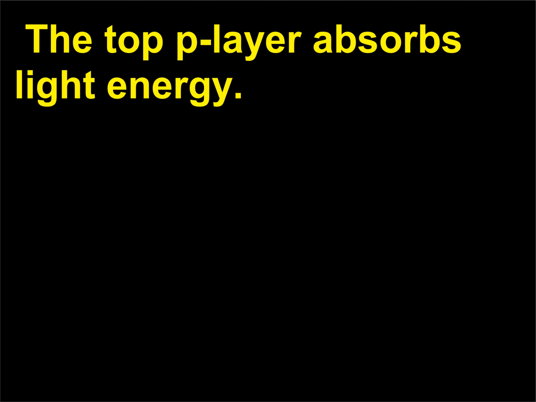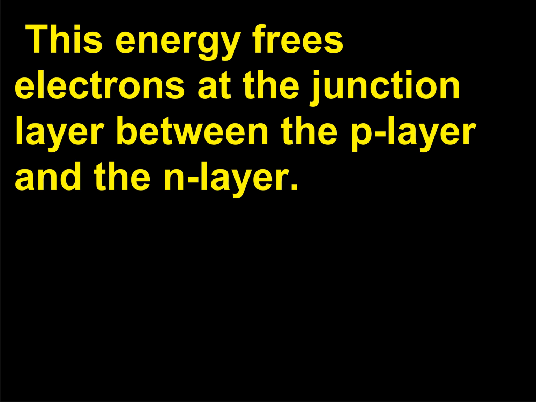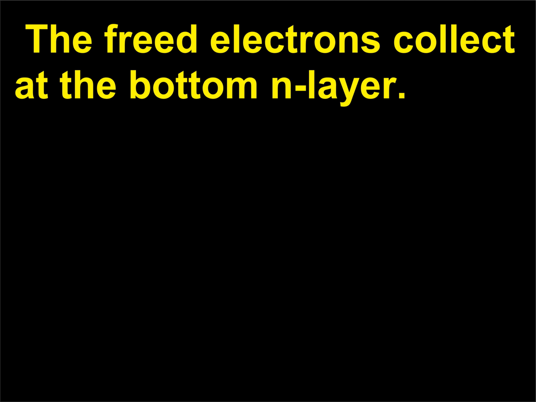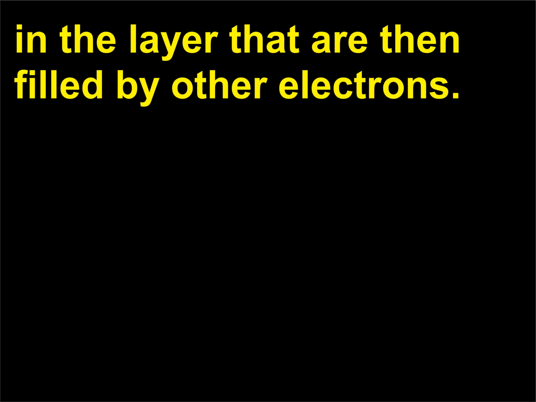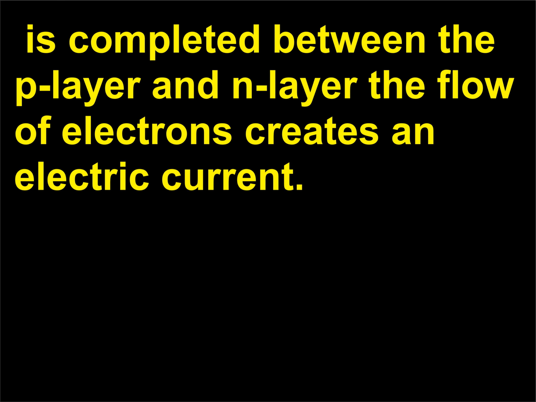The top P layer absorbs light energy. This energy frees electrons at the junction layer between the P layer and the N layer. The freed electrons collect at the bottom N layer. The loss of electrons from the top layer produces holes in the layer that are then filled by other electrons. When a connection, or circuit, is completed between the P layer and N layer, the flow of electrons creates an electric current.